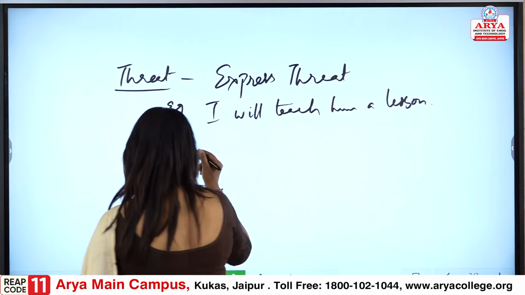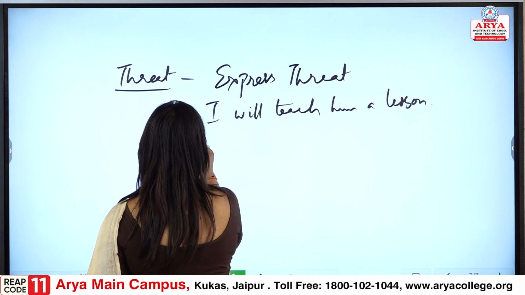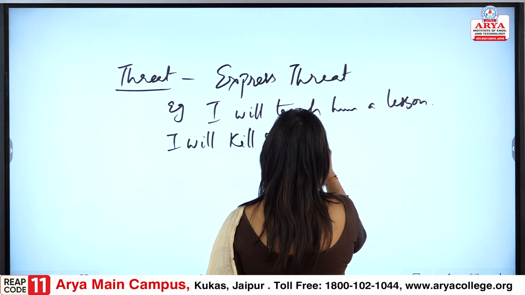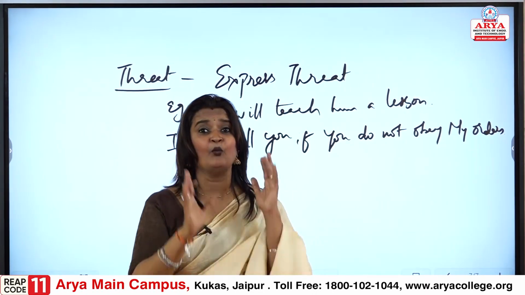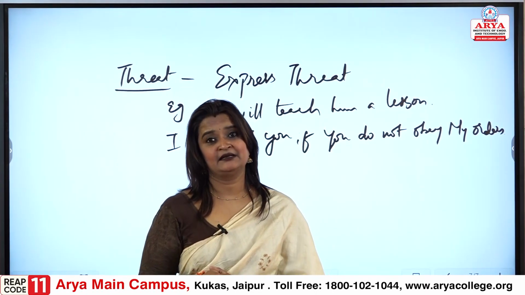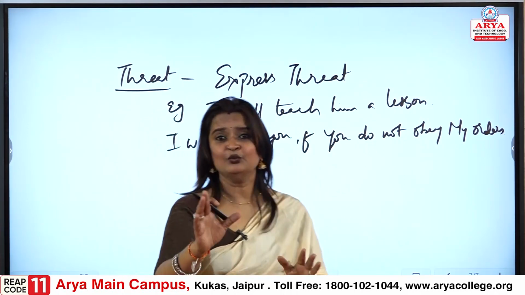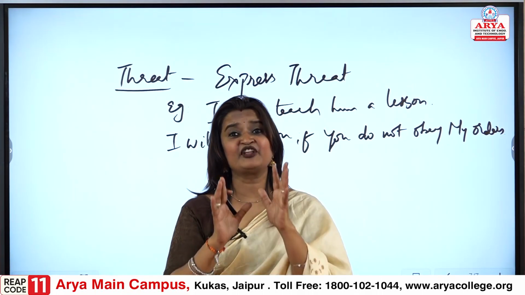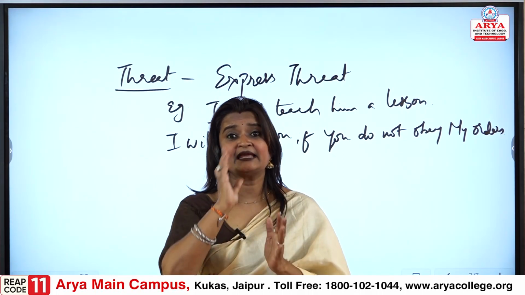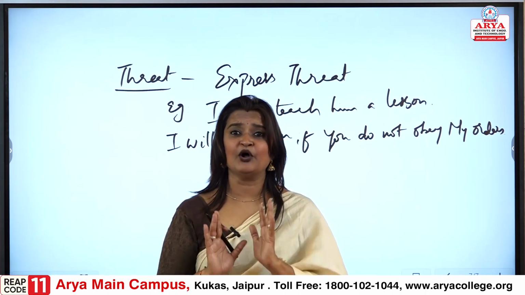Next example, let me give you one more. "I will kill you if you do not obey my orders." So it is again warning a person. It's directly a warning. Again I have threatened the person: I will kill you if you do not obey my words. So it is a clear warning.